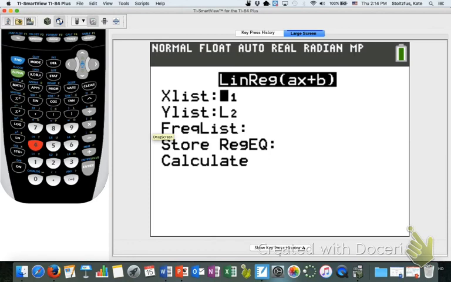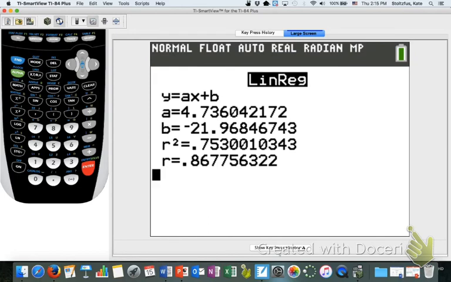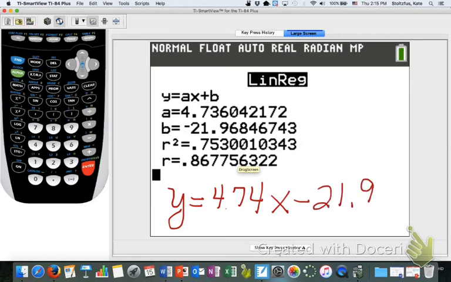and I just have to tell the calculator, yes, this is what I want to do, so I'm just hitting Enter and Enter over again. If you have a different model, yours might be a little bit different. But what you see on the screen is the A value is your slope, and the B value is your y-intercept. So I'm going to round this to the nearest hundredth. So the equation of my line of best fit using linear regression would be y equals 4.74x minus 21.97, if I'm rounding to the nearest hundredth.